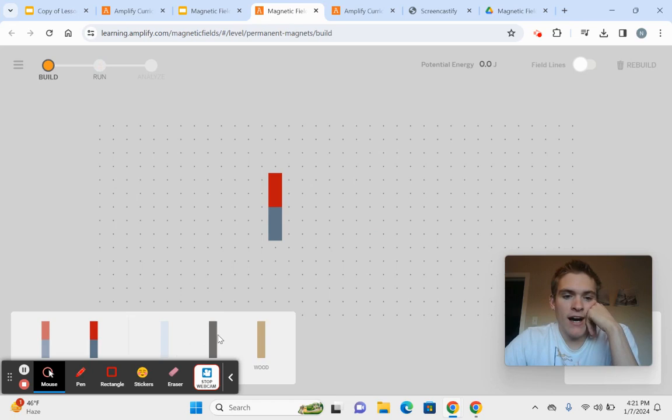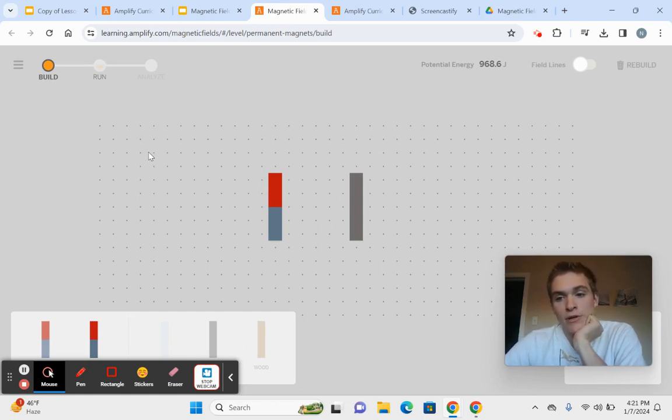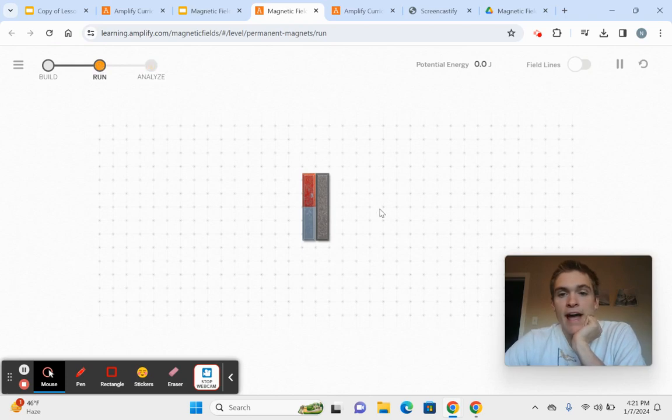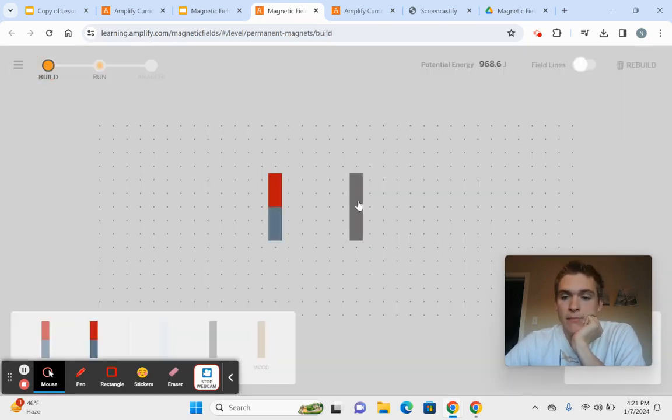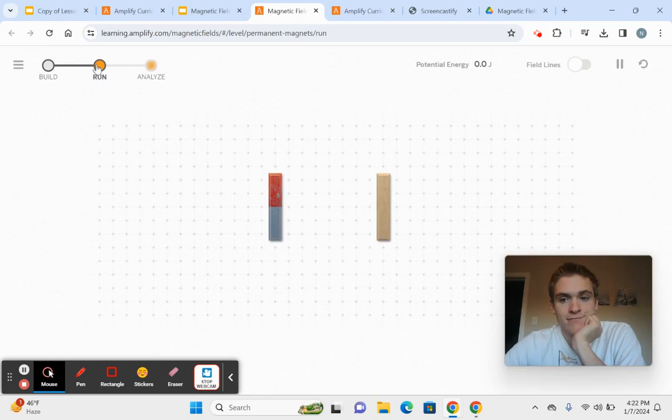What about iron? If I put this iron next to the magnet, is it magnetic? Make your predictions now. The magnet moved closer to the iron rod, so iron is indeed magnetic. What about wood? If I place wood next to the magnet, will it be magnetic? No, it is not magnetic. Wood is not magnetic.